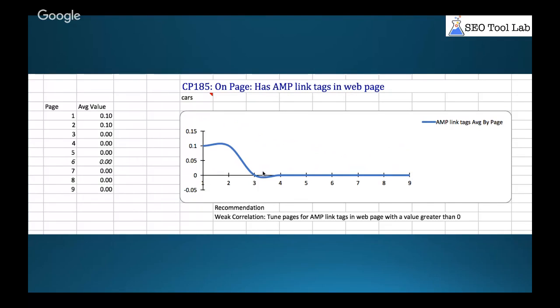This one has AMP link tags in web page. So we're detecting whether or not the page implements AMP, whether the page is AMP or it's linking to an AMP version. And there is correlation, but it's weak correlation. So I'd be inclined to say if it is a factor, it's very weak, or not enough people are using it to really make a determination. Right.